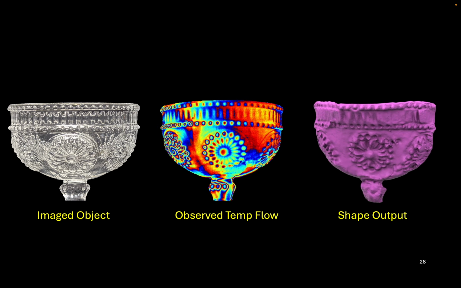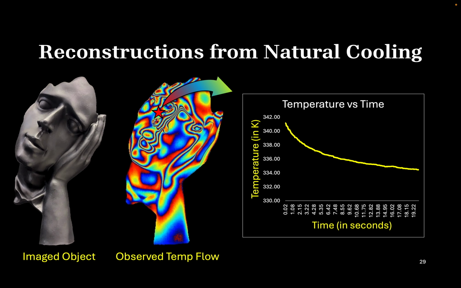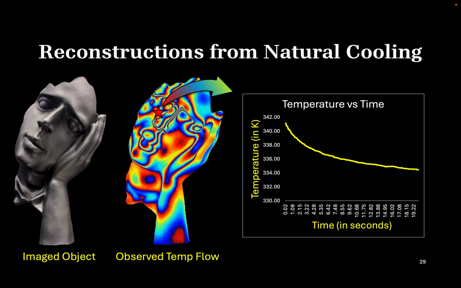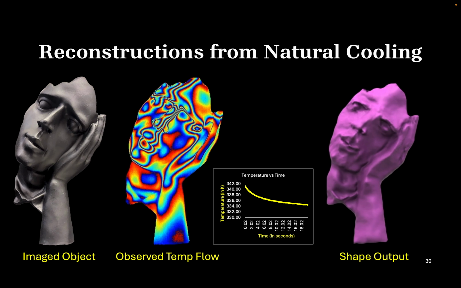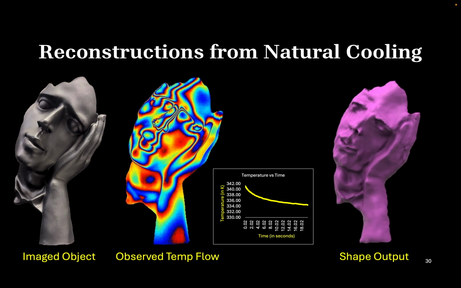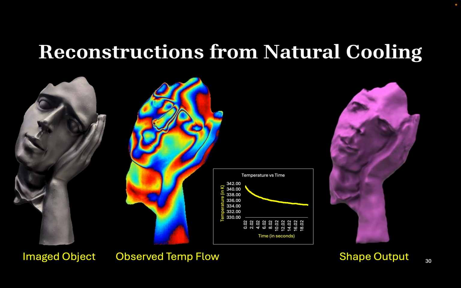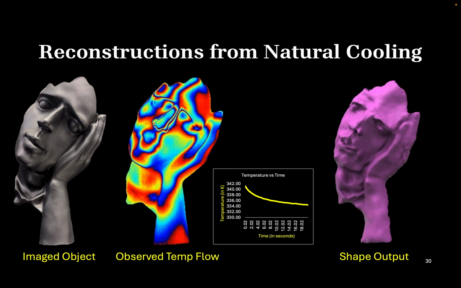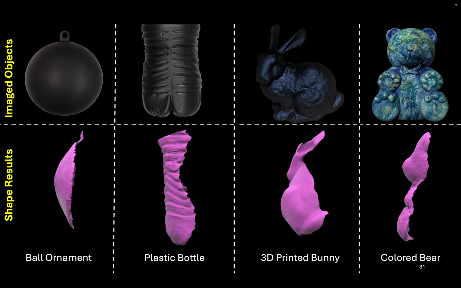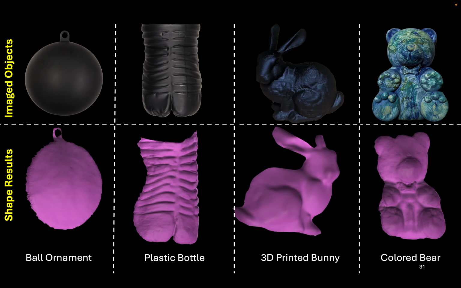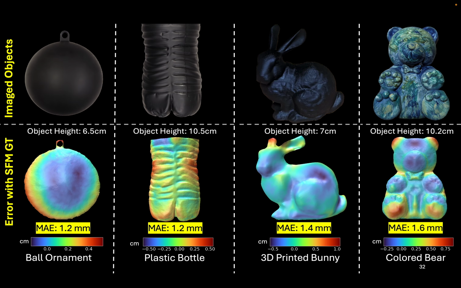But is heating up an object always necessary to recover shape? We captured a video of an object naturally cooling down, indicated by the temperature plot on the right, and our optimization results show that shape recovery is still possible in this setting. Because both heating and cooling are heat transfer processes which disturb objects from their steady state temperatures and induce heat conduction. We perform reconstructions on a variety of other objects such as plastic bottles, 3D printed bunny, and colored bear. For more results, please check out our paper on our website.